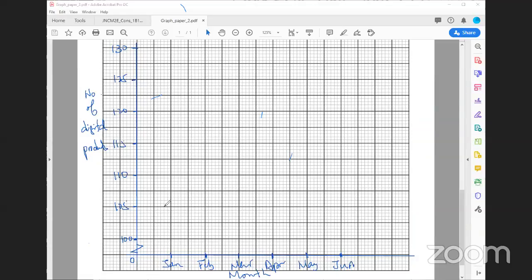And then in this case, January 105 is here. And then 117. Then it is very clear. You can mark it very accurately, very precisely. And then 100 is here. And then 125, and then 130, and then 120.